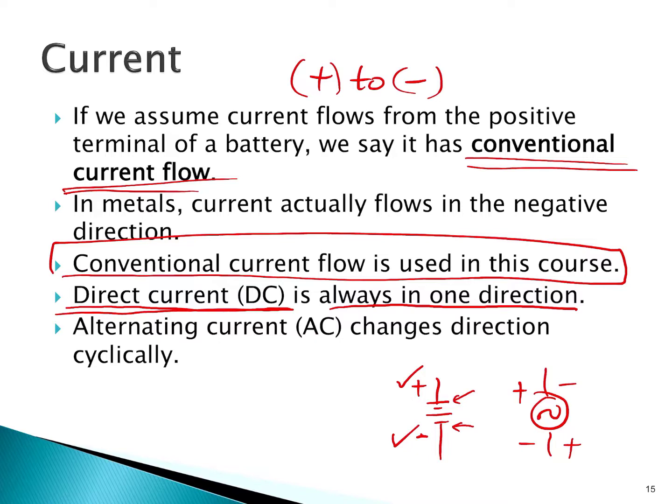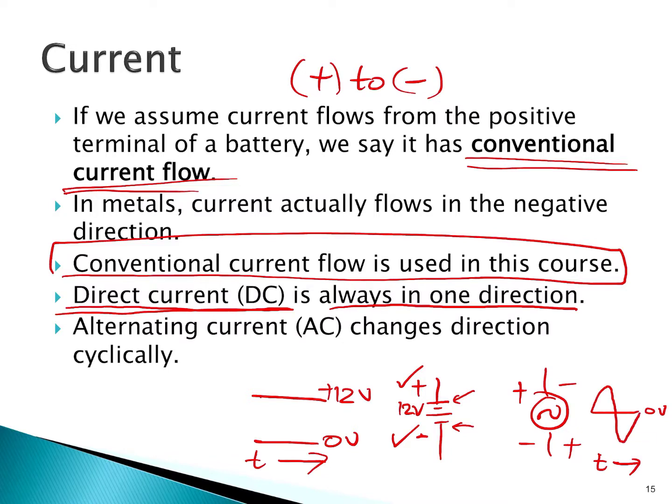So if we look at a 0 volt value here over time for DC, let's say this was 12 volts, we would have 12 volts positive with respect to 0 volts over time. So we would have a steady 12 volts. If we were to look at this one over here and look at 0 volts, the first half of the signal would be positive and the other half would be negative. So over time we'd have positive and then negative with respect to 0 volts.